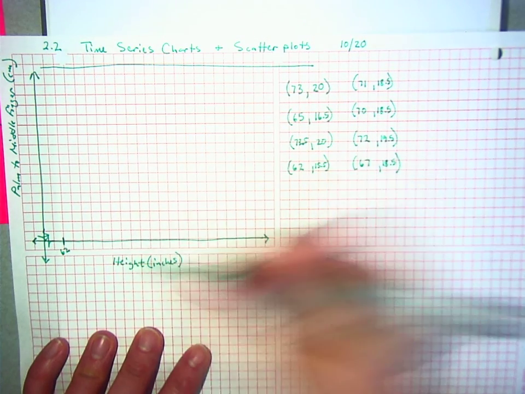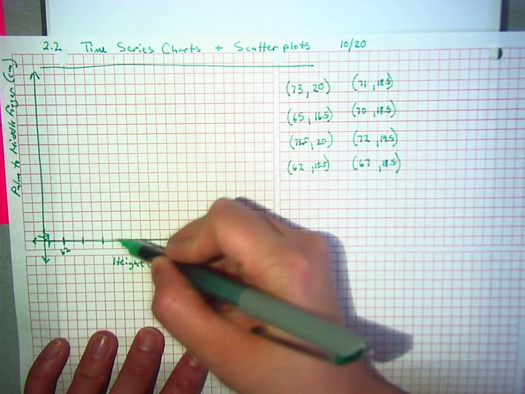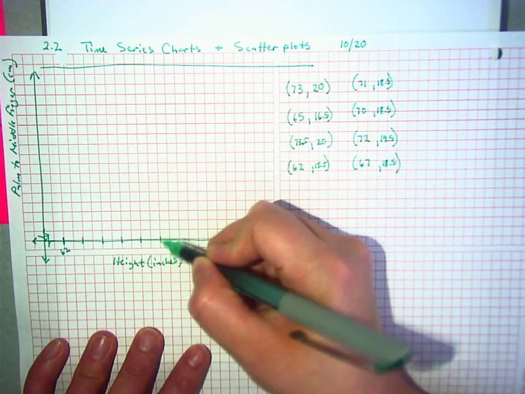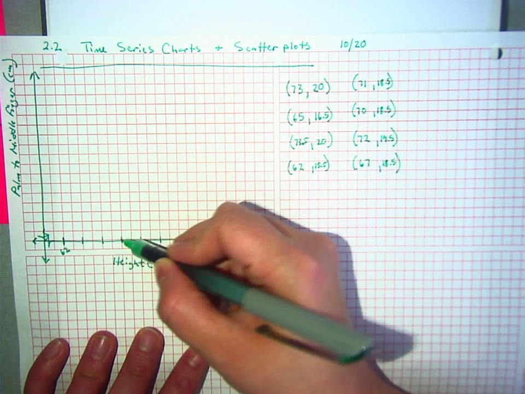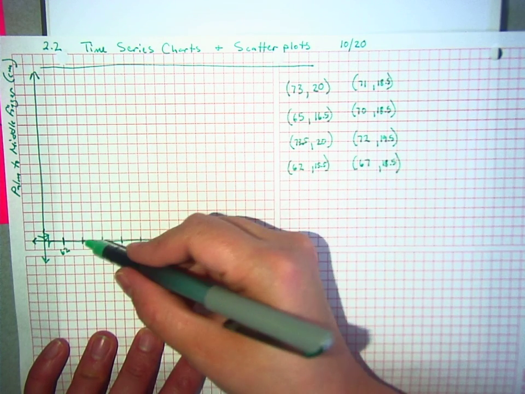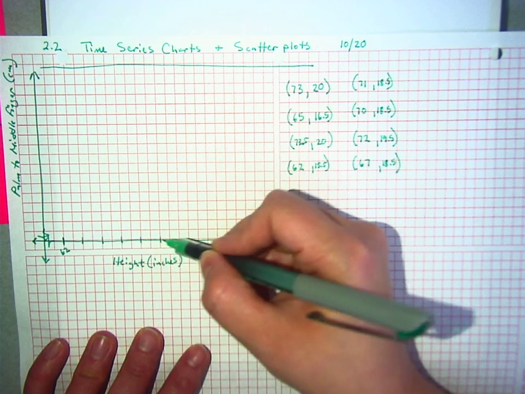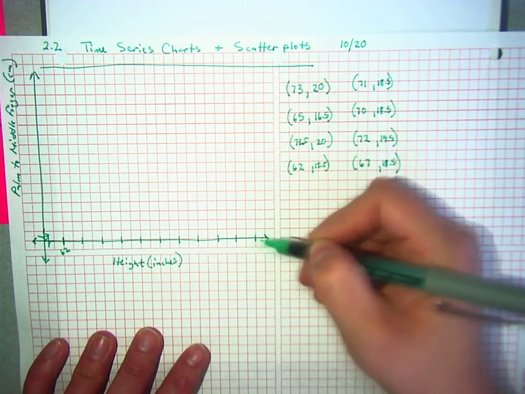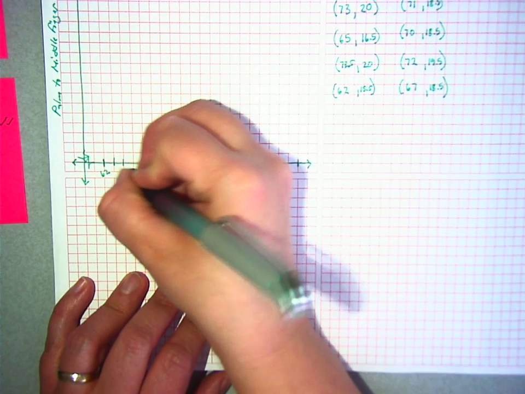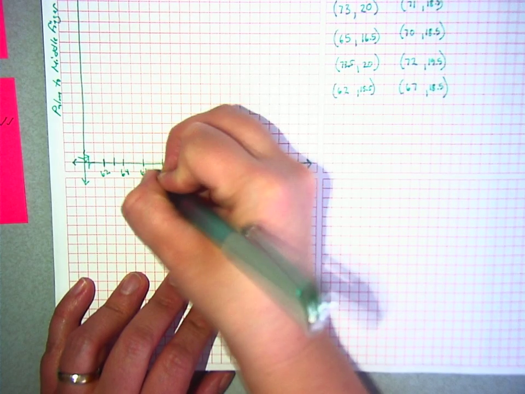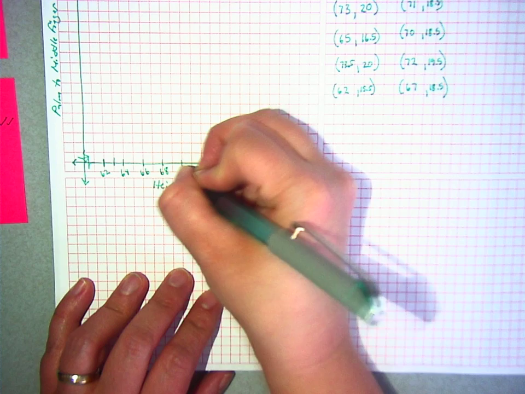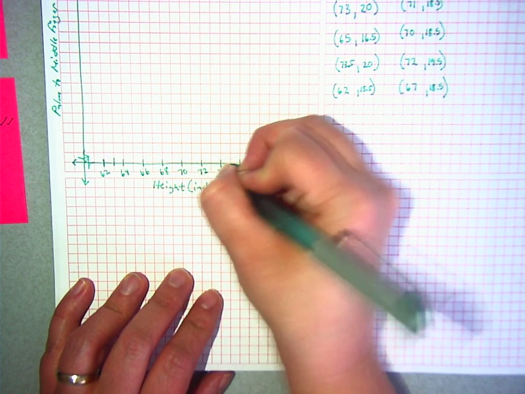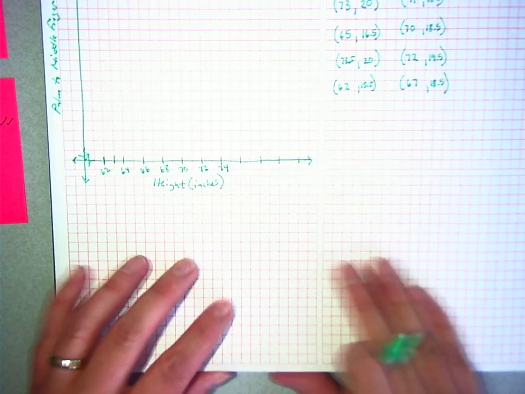Let's see, how much space do I have? 2, 3, 63, 64, 65, 66, 67, 68, 69, 70, 71, not quite enough room. All right, so I'm just going to go by twos then. So this will be 64, that'll be 66, 68, 70, 72, and 74 is all I need.